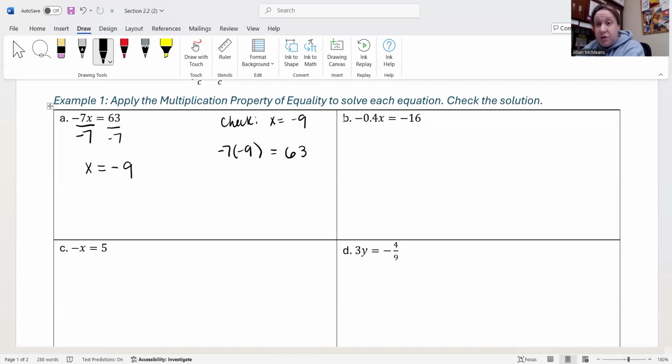Well, when we multiply two negatives like what we have on the left, that product is going to be positive. And then 7 times 9 is 63. And we can say 63 really does equal 63. So with confidence, I can say x equals -9.